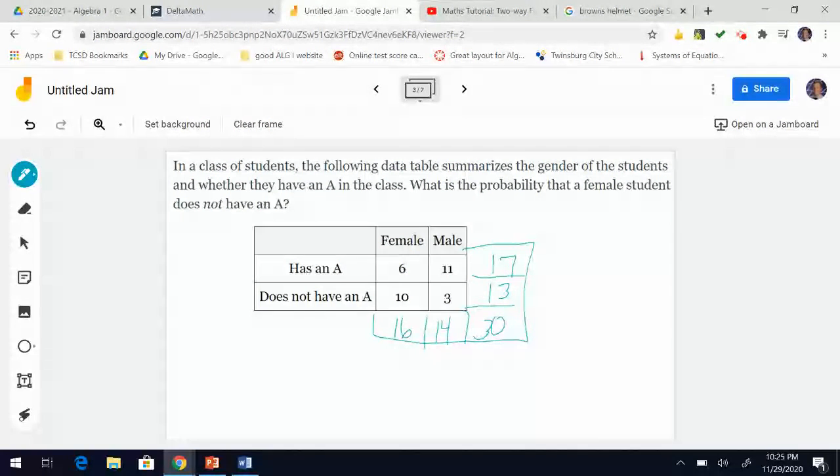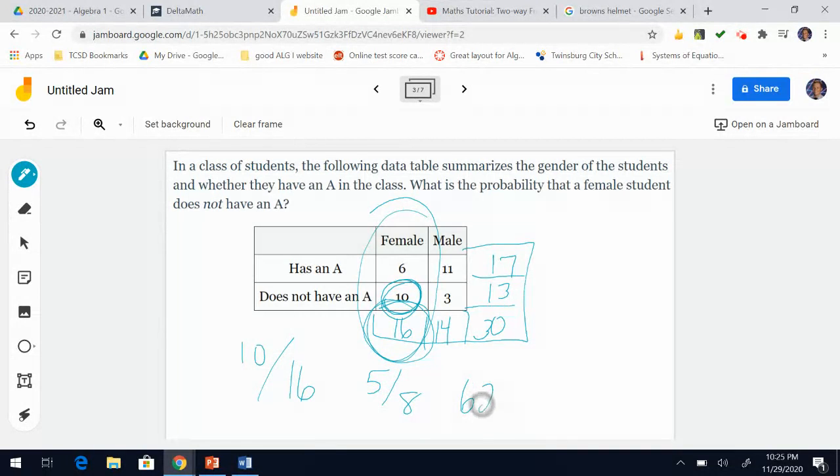So now what are they asking us? What is the probability that a female student does not have an A? Let's look at our female students. How many female students are there? A total of 16. Does everyone see where I'm getting that number from? My total number of female students. And then we want to figure out our numerator. That's going to be does not have an A, so it's going to be in this category here. That's 10 out of 16, which simplifies to 5 out of 8, and that's 62.5% of the females who do not have an A in the class.